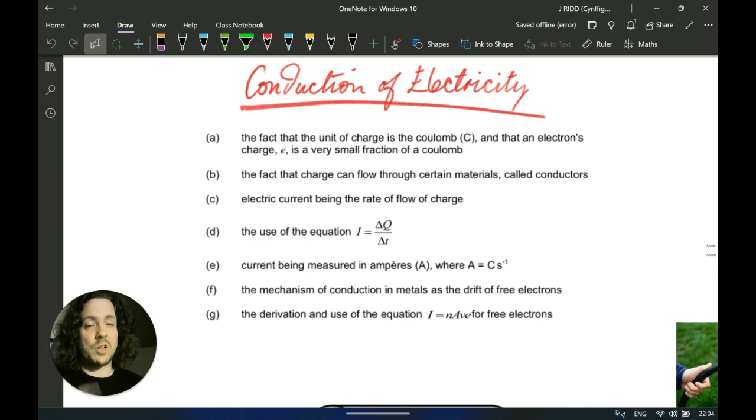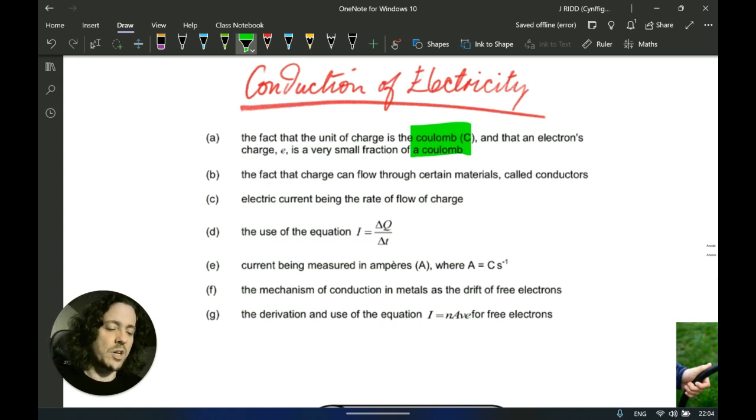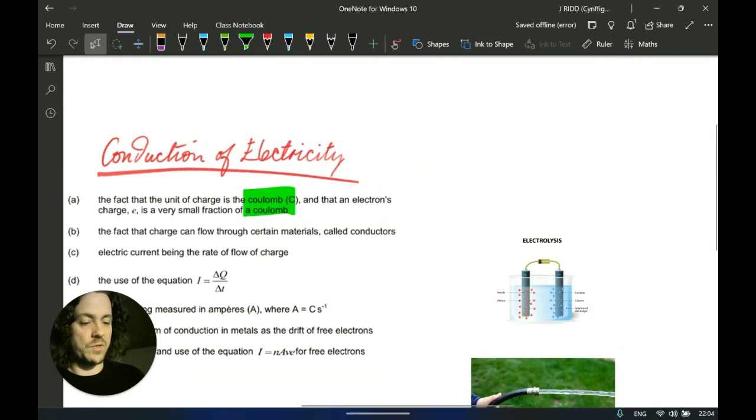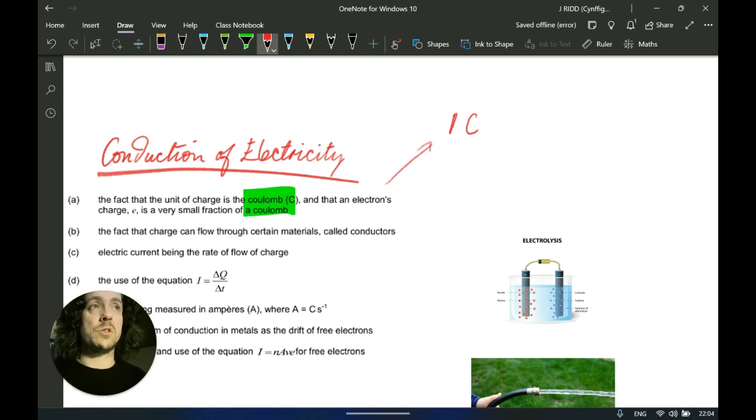So the unit of charge is known as the coulomb. We've got that written up here. The unit of charge is known as the coulomb, capital C. And then an electron charge e is a very small fraction of a coulomb. Right, so let's think about what that means for a second. Well, 1 coulomb of charge is actually going to be comprised of lots of fundamental charges.